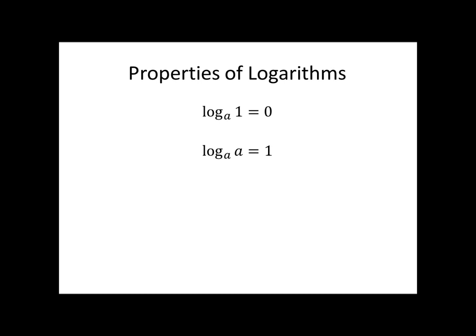Now the log base a of a should equal 1 because what power should I put on a to get a? Well, I need to put a power of 1 on it. So basically you can think of that as almost kind of canceling out. The log base a of a is just equal to 1.